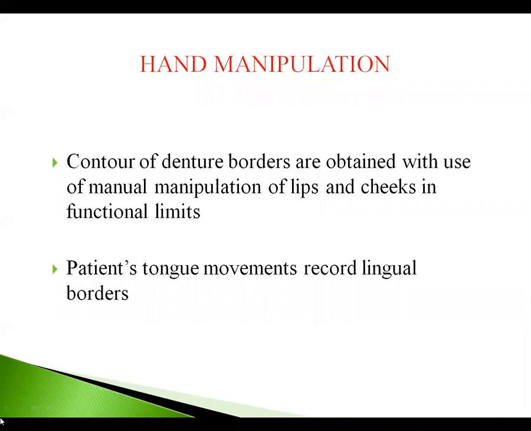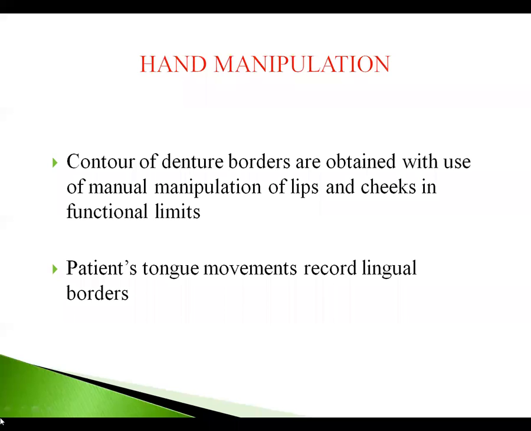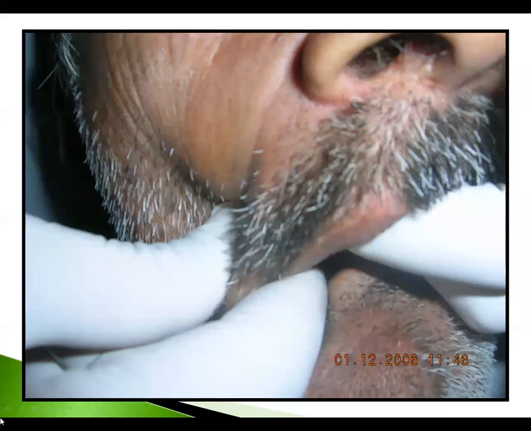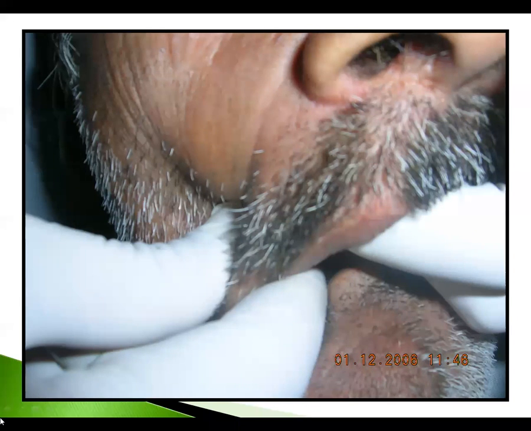Hand manipulation: the contour of the denture borders is obtained with the use of manual manipulation of the lips and cheeks in the functional limits. The patient's tongue movement records the lingual borders, as you can see here. While the cheeks and lips are in the functional limits, the contour of the denture borders is obtained with manual manipulation of the lips and cheeks, as you can see in this picture.